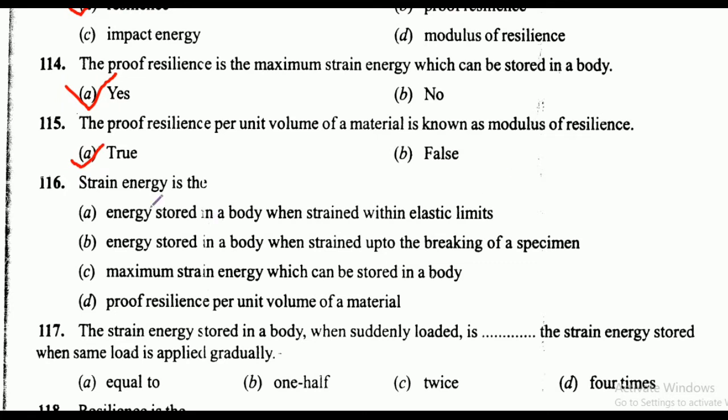Question 116. Strain energy is the. Here, friends, correct answer is option A. That is, strain energy is the energy stored in a body when strained within elastic limit. Next is the strain energy stored in a body when suddenly loaded is dash the strain energy stored when same load is applied gradually. Options are equal to one half, twice, or four times. So here, friends, correct answer is option D, that is four times.